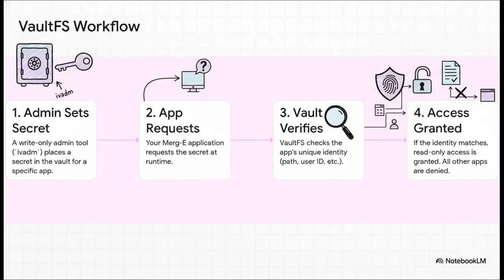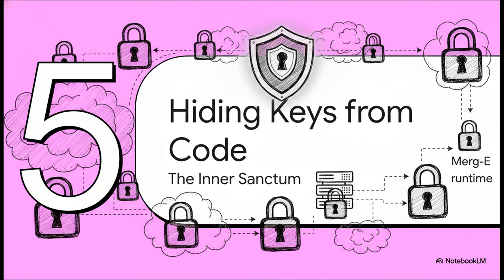And the workflow here is super simple but really effective. So first, an admin uses a special write-only tool to stick a secret in the vault that's tied to a specific application. Then, when your app is running, it asks for that secret. Step 3, this is the magic. VaultFS checks your app's unique identity, things like its exact file path and user ID. If it all checks out, you get read-only access. And step 4, any other program that tries to read that secret, even if it's running as you, gets absolutely nothing.